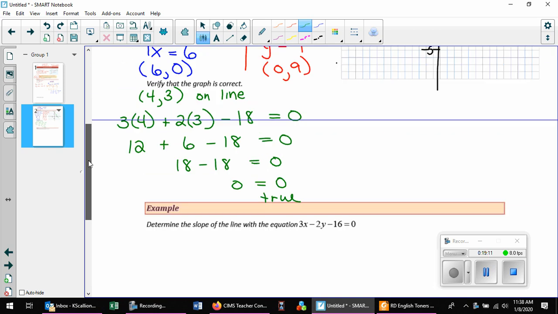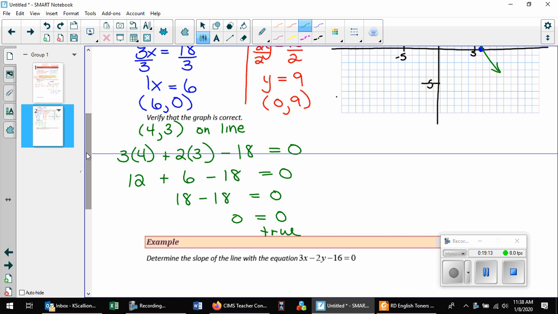Pick that point that was on your graph. So you can pick any point on the line. You can pick any point you want on the line. You did this yesterday. You picked different points for me. You still got the right answer.